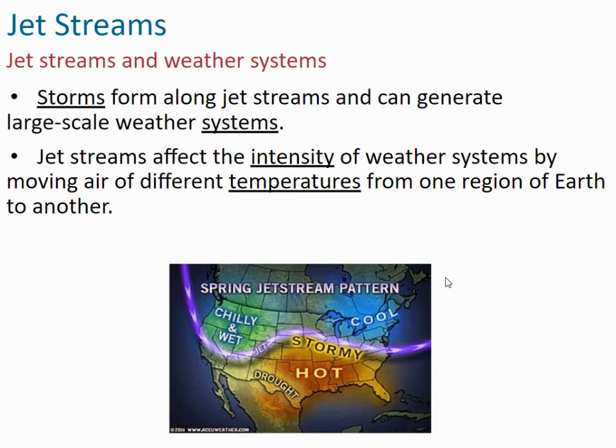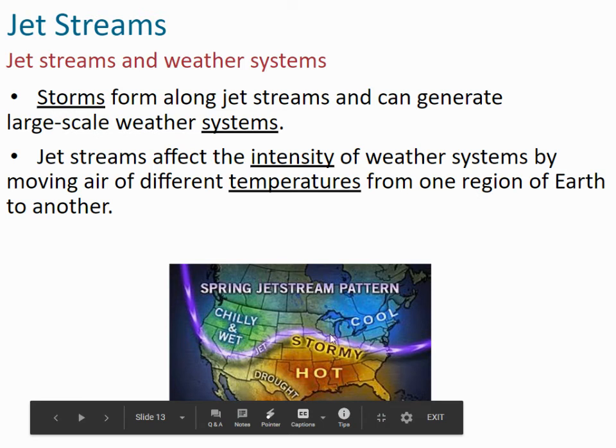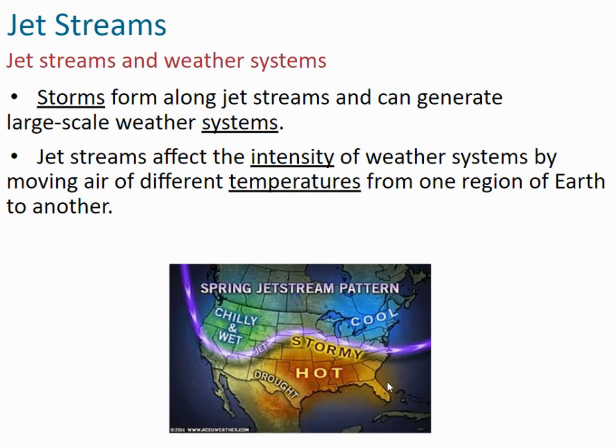Storms along the jet streams can generate large-scale weather systems. We're talking about blizzards, tornadoes, and large temperature changes. Jet streams have the ability to change the temperature from one region to another. You're seeing in this picture that it's cutting off the cold and the heat. That's where the jet streams are.